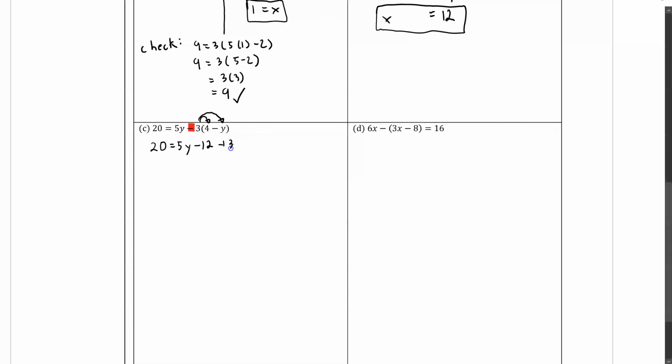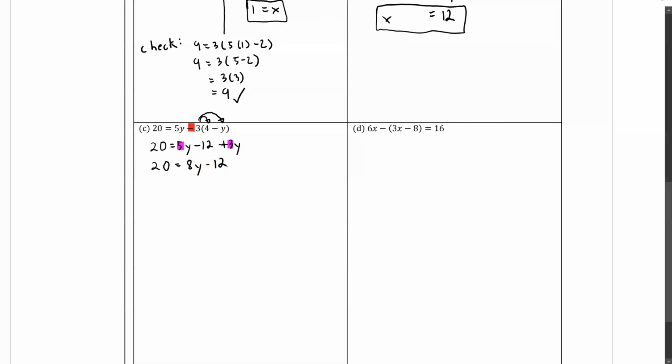And this is what I meant. Right now, all of a sudden, the problems have a lot of negative signs. It's very easy to make a careless mistake, particularly if you're rushing or you're not showing all of your work. From here, notice that I have a 5y and I have a 3y. So we do want to combine these terms together. So we have 20 on the left-hand side equals, how many y's do I have? Well, I have 5y and I have a 3y. Combining those together gives us 8y minus 12.